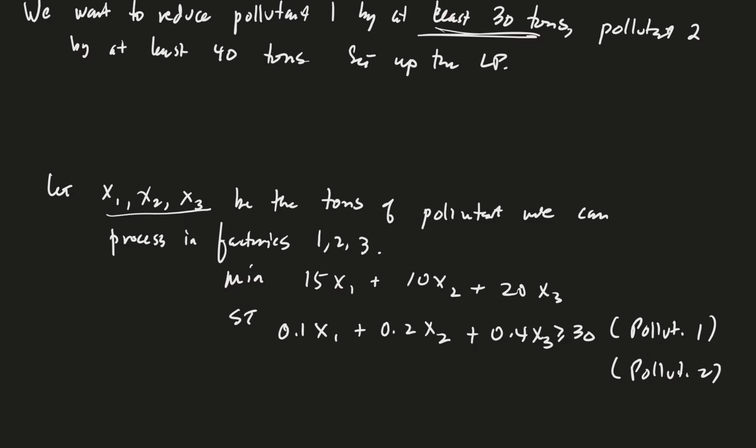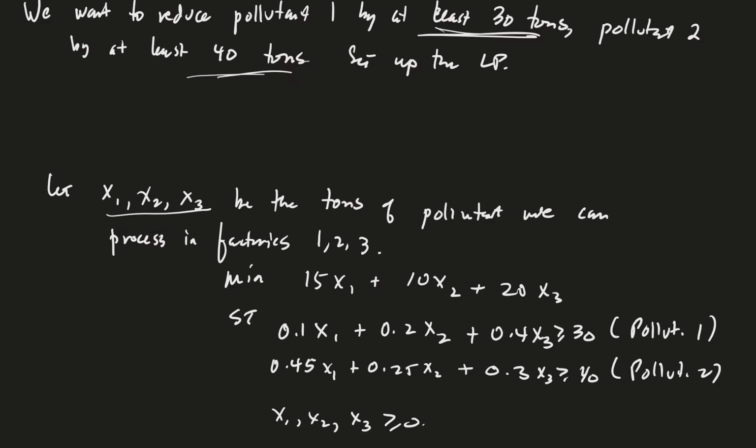So you can see what we're going to do next is exactly the same thing for the other pollutant. 0.45 x1 plus 0.25 x2 plus 0.3 x3 is going to be greater than or equal to 40. And then finally we just want x1, x2, and x3 greater than or equal to 0. Very good. And yeah, I will leave it to you to decide if the 4 LP assumptions are satisfied for this problem. Very good. So that is the end of 3.4.